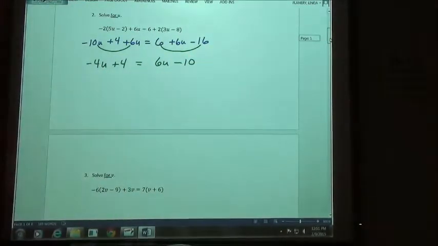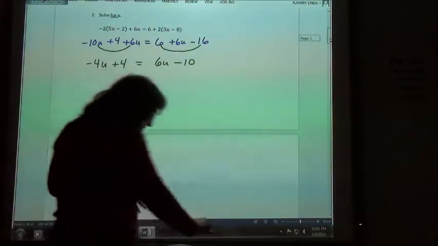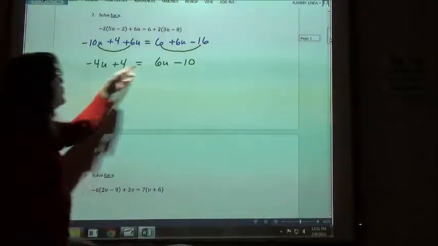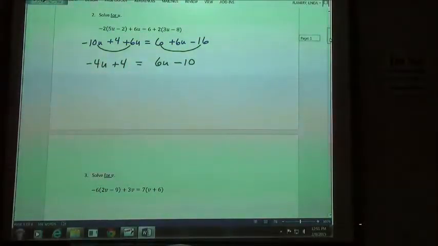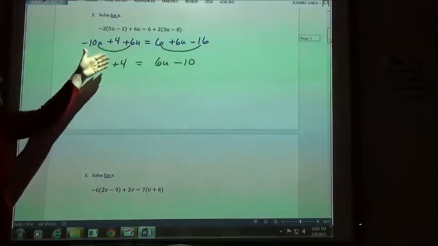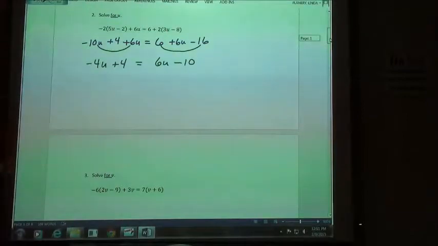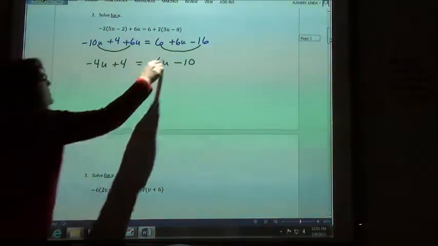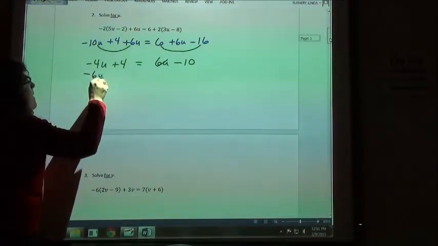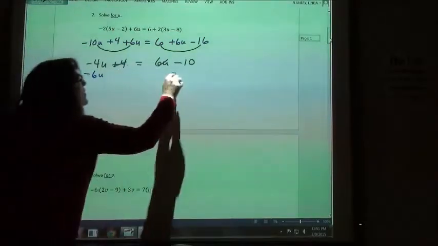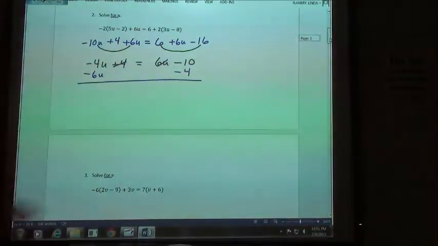Now if you put negative 10 plus 6u, it's the same thing, but we like to get used to seeing things in the same order. Now, once I have it where I only have two terms on both sides, that's when I start to move stuff together. So I want my u's over here on the left, my numbers on the right. What should I do? Minus 6u. Minus the 6u and minus the 4, and minus the 4.